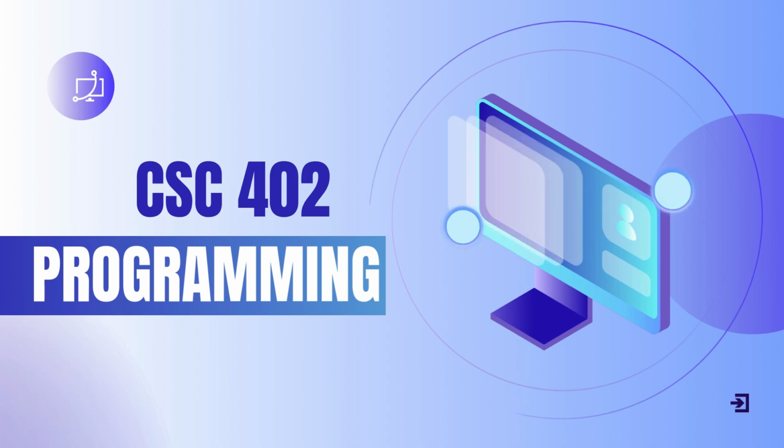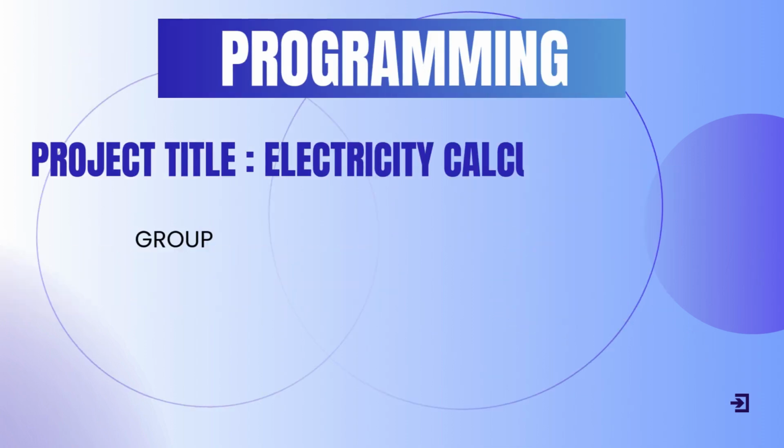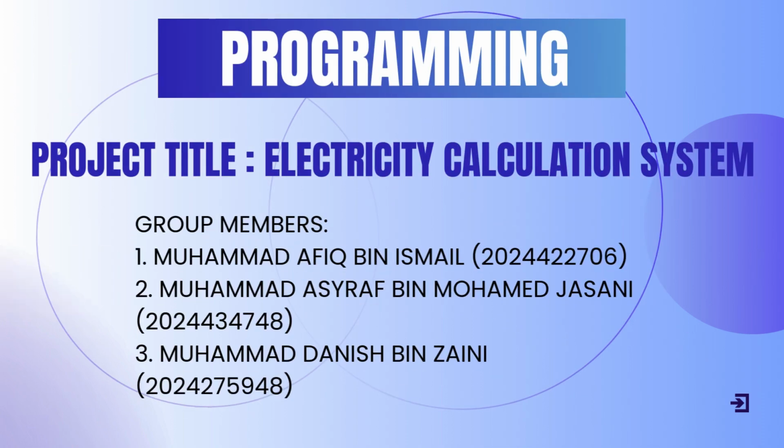Our title is Electricity Calculation System. This is our group members: Muhammad AFIQ, Muhammad ASYRAF, myself, and Muhammad DANISH. We are from group 1B. Let's move on to our project summary.